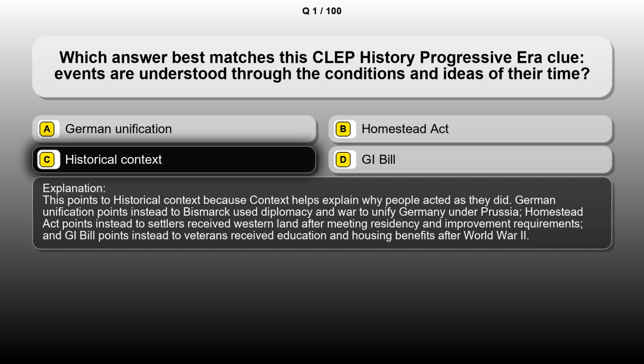German unification points instead to Bismarck used diplomacy and war to unify Germany under Prussia. Homestead Act points instead to settlers received Western land after meeting residency and improvement requirements, and GI Bill points instead to veterans received education and housing benefits after World War II.